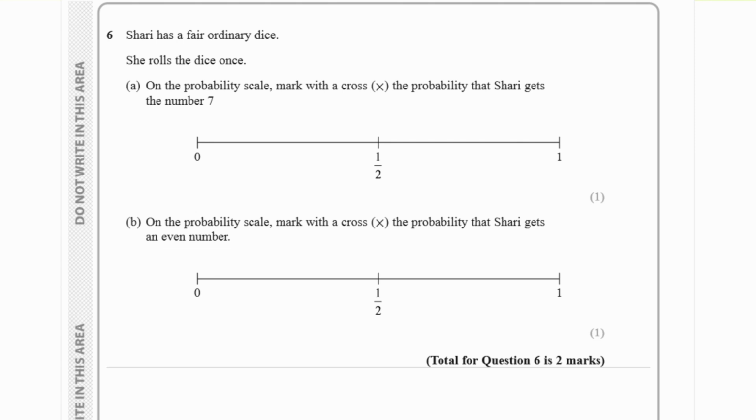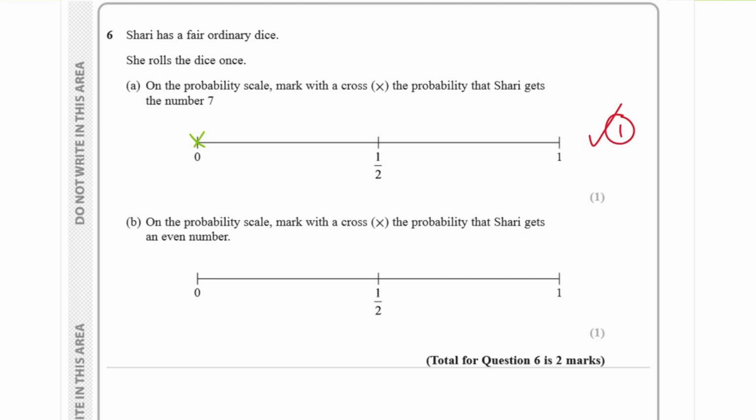Question 6. Shari has a fair ordinary dice. She rolls the dice once. Part A. On the probability scale, mark with a cross the probability that Shari gets the number 7. So because Shari is rolling an ordinary dice and it is a fair dice, we know that a fair ordinary dice only has numbers from 1 up to 6. Therefore, it is impossible for her to get 7, and therefore we will mark 0 with a cross, and that will be worth 1 mark.